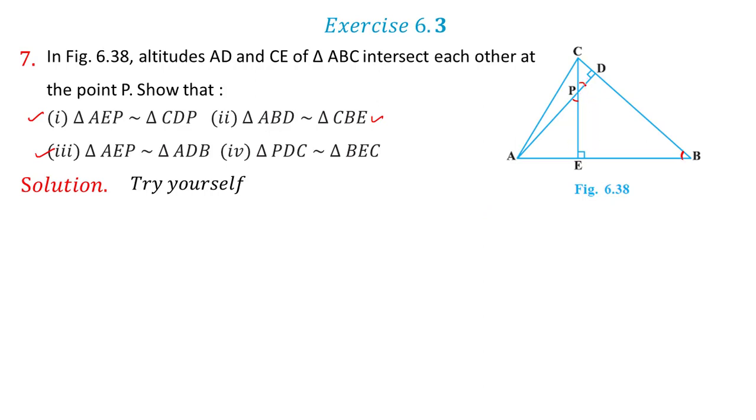And PDC, this triangle, and BEC. Again angle C is common and angle D and angle E are 90 degrees, so again by AA criteria they are similar. So in all these four sub problems, we have used angle criteria only to show that they are similar.